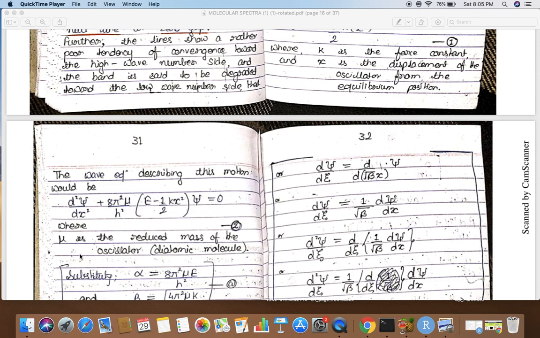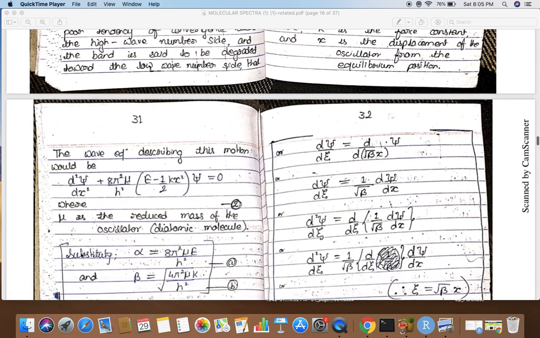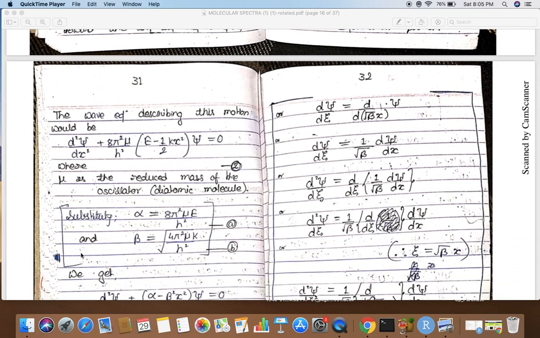Now this μ is the reduced mass of the oscillating diatomic molecule, because we have already considered this a single-body problem. Even in rotational spectra we made this kind of equation. Now we are defining two parameters: α = 8π²μE/h², and β = √(4π²μk/h²).